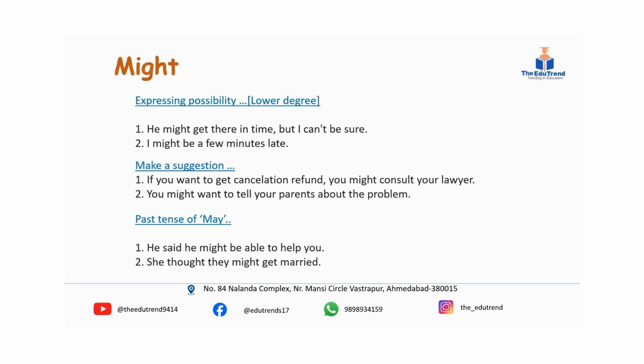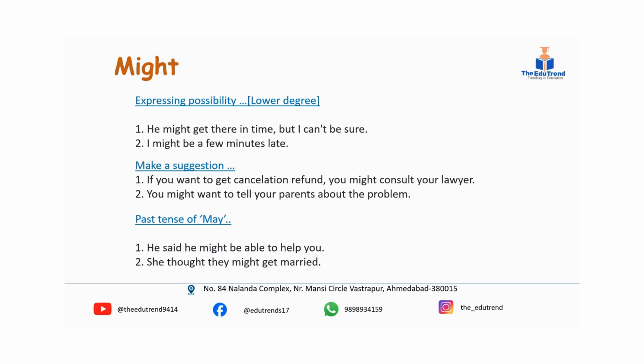So first is possibility. Second is of course making a suggestion, but leaving it to the other person whether he follows or not. That is up to the person's choice. If you want to get a cancellation refund, you might consult the lawyer. If you want the refund, consult the lawyer. If you want, you might consult. You might want to tell your parents about the problem. If you want to tell, then tell. You might tell. Something like that.